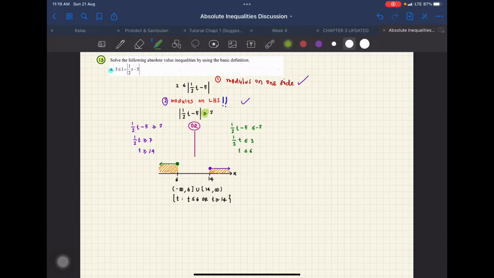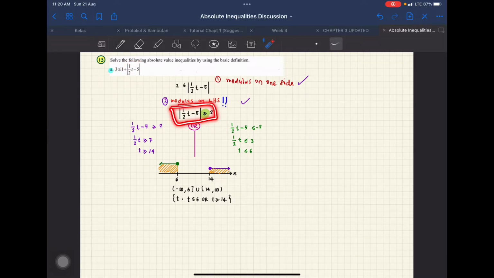This is our focus. Kita tengok pada inequality yang before kita guna basic definition untuk buka dia punya modulus. So awak jangan tengok dekat sini. You don't look at the original question. Kalau awak tengok dekat original question, you have less than. Kita tak nak tengok dekat original question. This one jangan tengok dah. Lupakan dia. Kita move on. Awak tengok dekat sini sahaja.